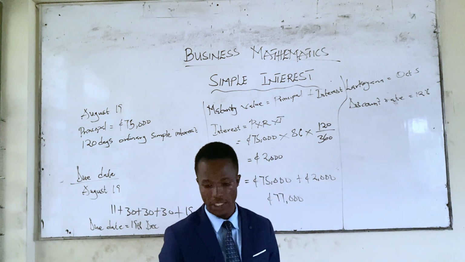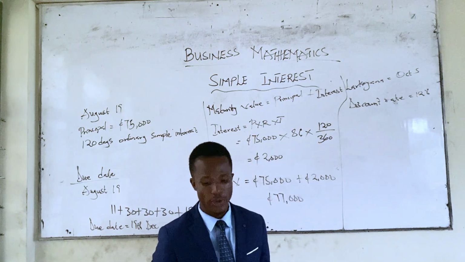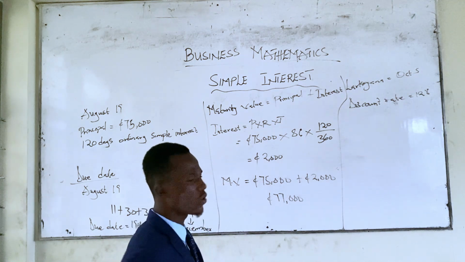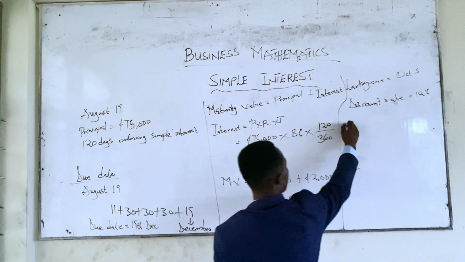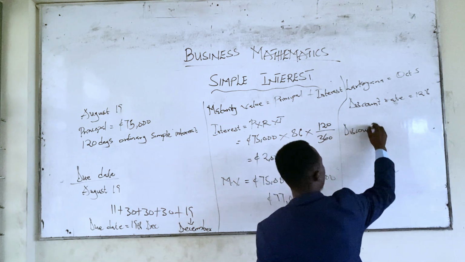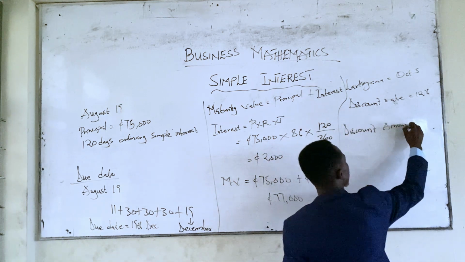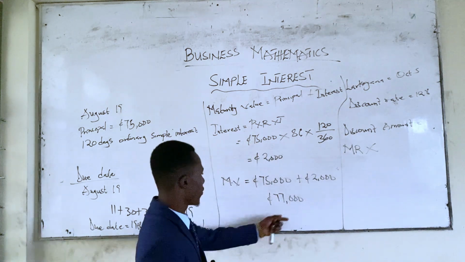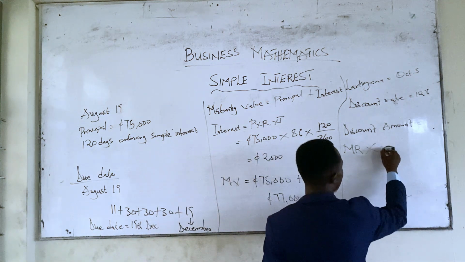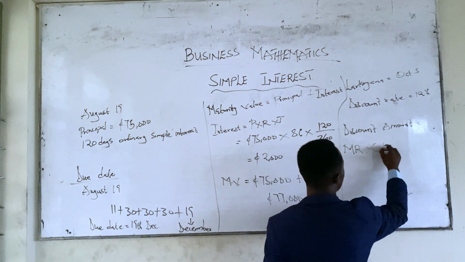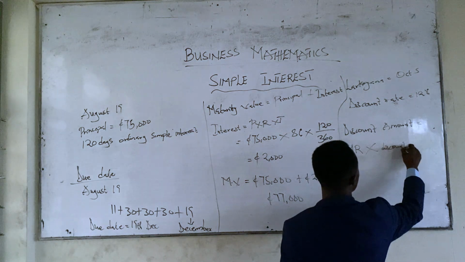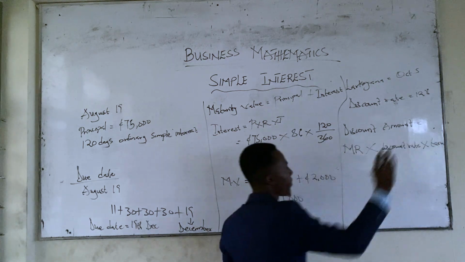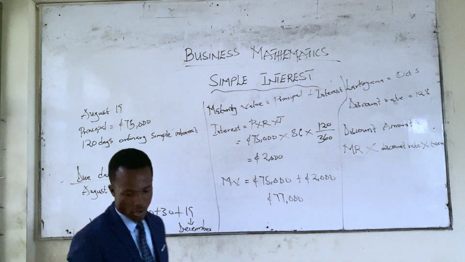Determine the discount amount and the proceeds due to Mamaga Investment. So we are going to calculate the discount amount and the proceeds. How do we calculate the discount amount? The discount amount is equal to the maturity value that we already have, multiplied by our discount rate, multiplied by our terms, that is the number of days.